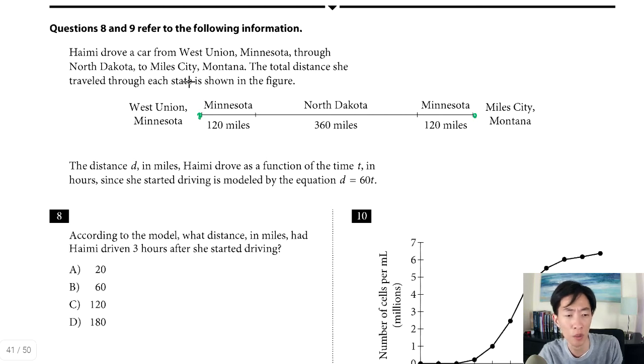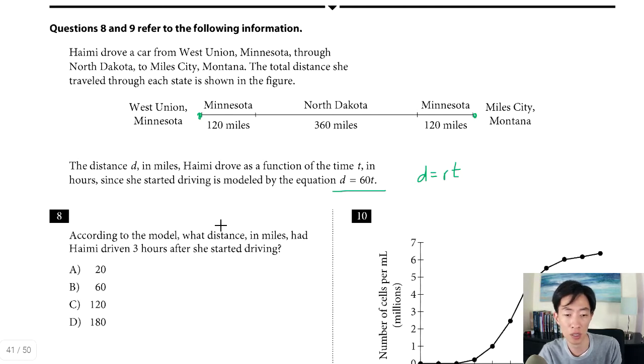It's actually a girl. And then it says the distance d in miles Jaime drove as a function of time t in hours since she started driving is modeled by the equation d equals 60t. And that you should recognize as distance equals rate times time. So question 8, it says, according to the model, what distance in miles had Jaime driven 3 hours after she started? Looks like she's not changing her speed.